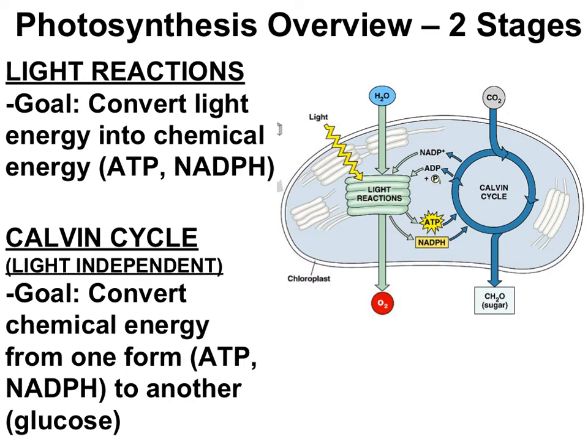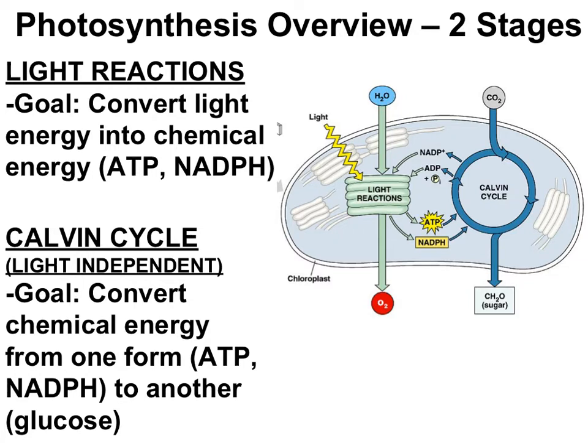Anyway, NADP is an oxidizing agent, and NADPH is the reduced form of NADP. So NADPH is a high-energy electron carrier. All right, so ATP and NADPH are used to power the Calvin cycle. The Calvin cycle is also sometimes called the light-independent reactions.